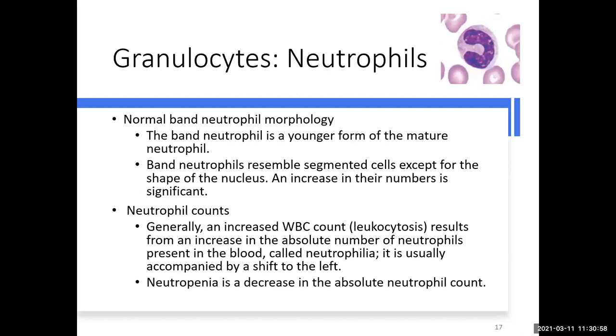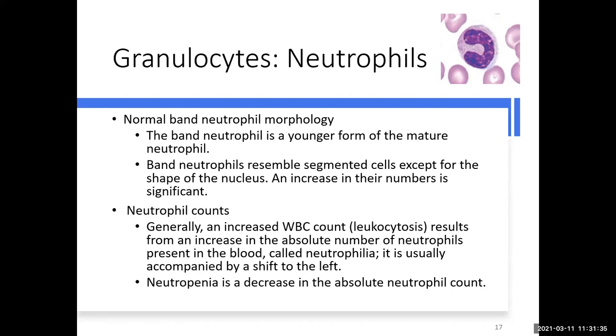So occasionally, in the peripheral blood of someone normal, you can see an occasional band neutrophil. So it's not unusual to see a few. If you start seeing a lot, then that can indicate a problem. The band neutrophil is a little bit younger, a little bit more immature. And of course it looks like the segmented neutrophil, except that the nucleus shape is a little bit different. So it's going to look more like a sausage or a band. So like I said, if you see an increased number, this is significant.